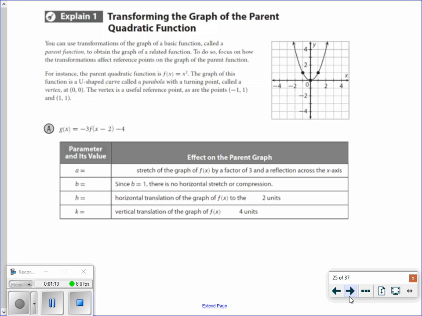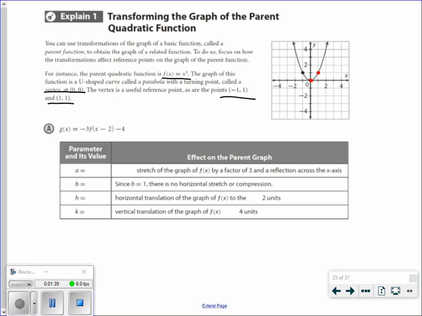All right. So here we're talking about the parent quadratic function, f of x equals x squared. And that's going to be that U-shaped graph we see on the right. We also call this a parabola. And when it comes to parabolas, what we need is 3 reference points. All right, we have reference points at (0, 0), (-1, 1), and (1, 1). And those are the 3 points we see here on the right of the graph.